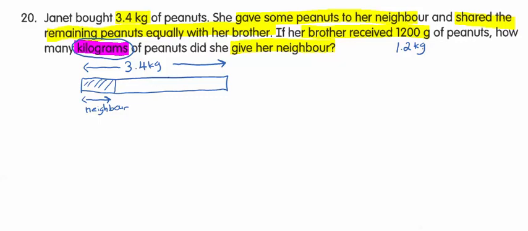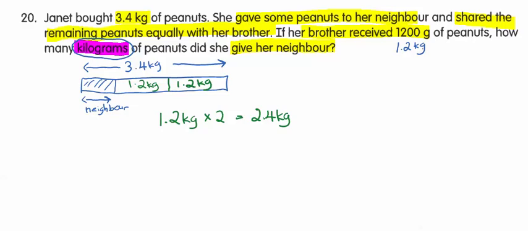She shared it, so this is divided by 2. Now the brother received 1200 grams or 1.2 kg. Which means that Janet will also receive 1.2 kg because it's equal. So that is quite straightforward. So now 1.2 kg times 2 to find out this whole part here, and that will give me 2.4 kg.